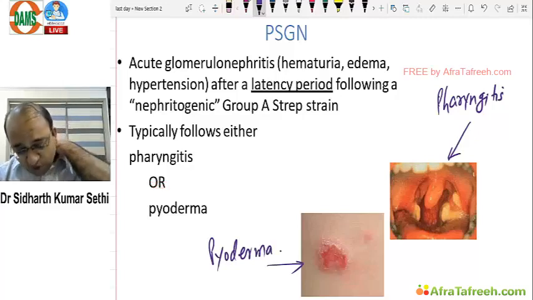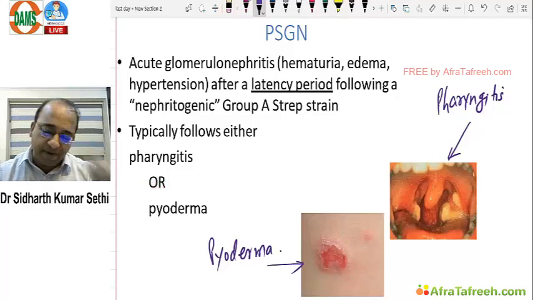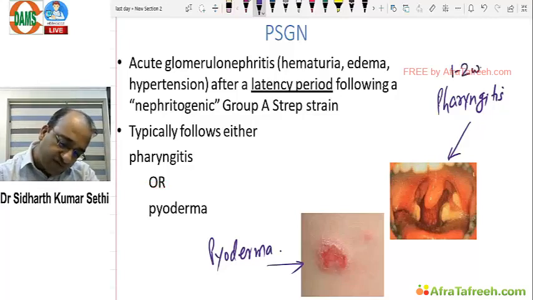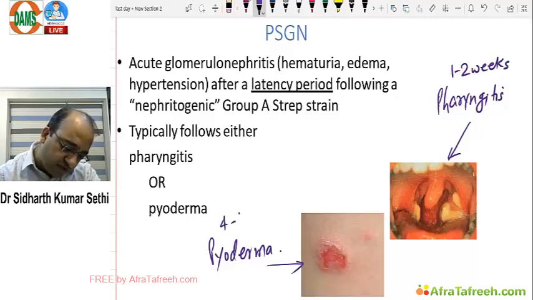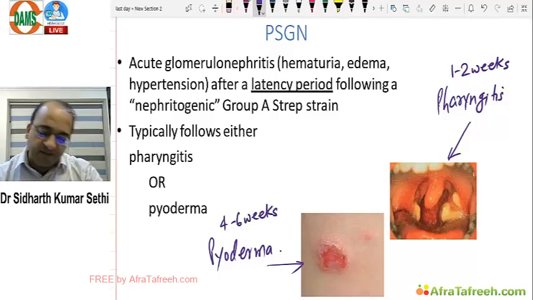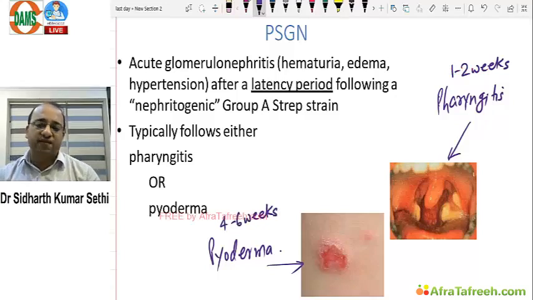It follows after a latent period, and I would like to highlight here: after 1 to 2 weeks of sore throat and 4 to 6 weeks of pyoderma. So it classically happens 1 to 2 weeks after pharyngitis and 4 to 6 weeks after pyoderma.